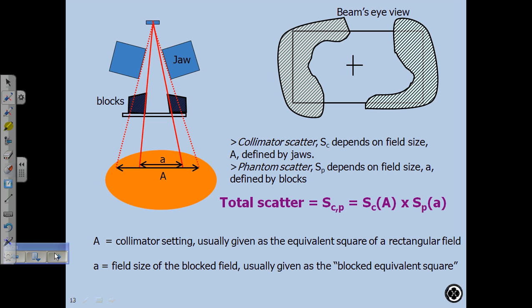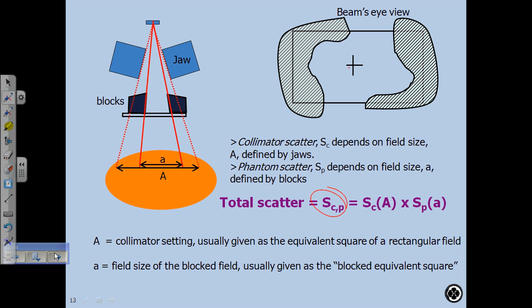Because if we just had S sub CP and we had a field size that's defined by, say, this beam's eye view, and that's our field size. But if we change the jaws, it would affect how much backscatter is going into the chamber, but it might not affect the dose right here too much. Let me make this clear. If we just had S of CP, we would need to find an equivalent square of this shape, whatever it is. Say it was 14 by 14, equivalent square for this block field.